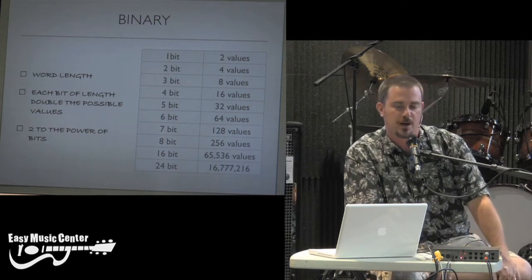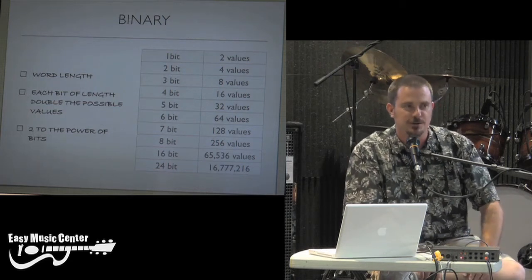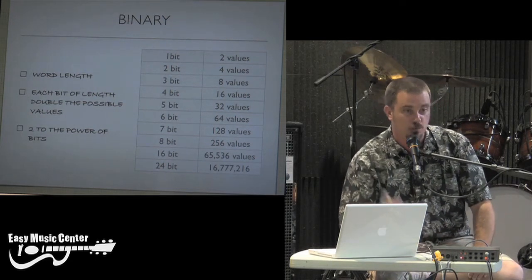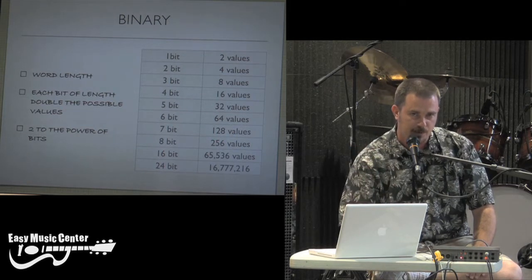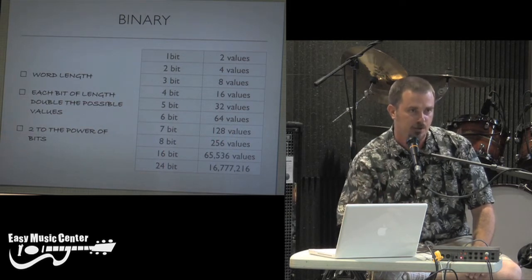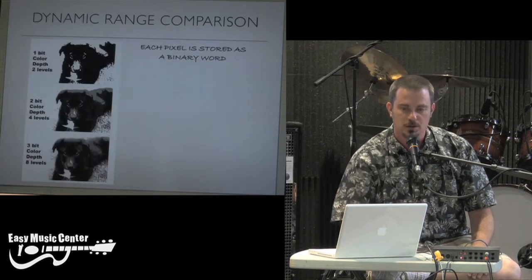2 to the 24th power is 16,777,216. Right? It's like massive, right? Big, big changes. Just 1 bit does what? Doubles, right? Every time we add a bit. You okay with that idea? 'Cause that's going to be a big deal when we start talking about audio.